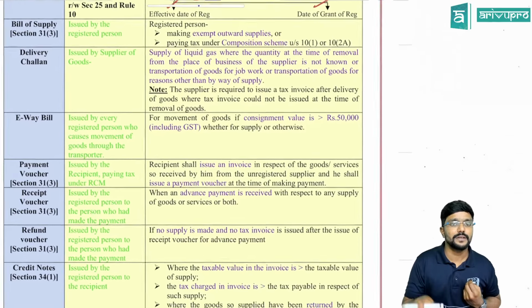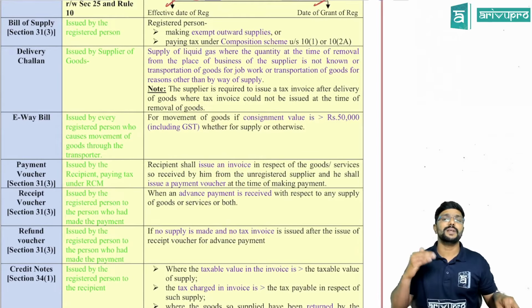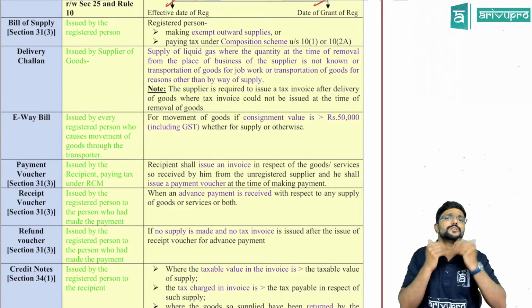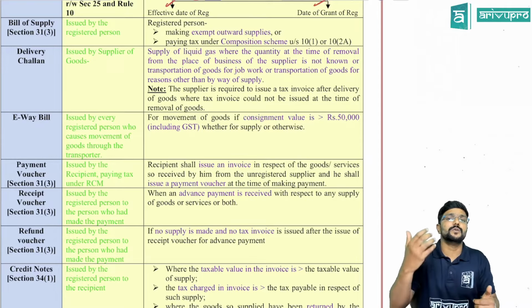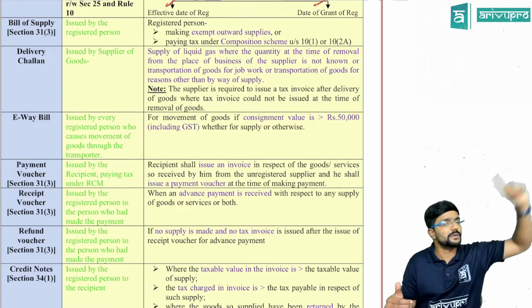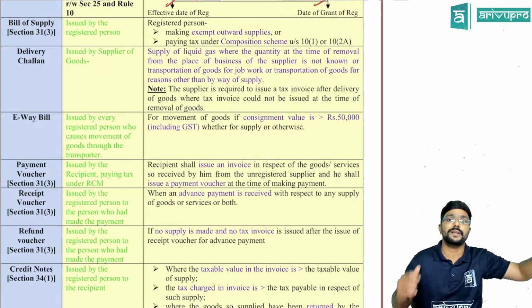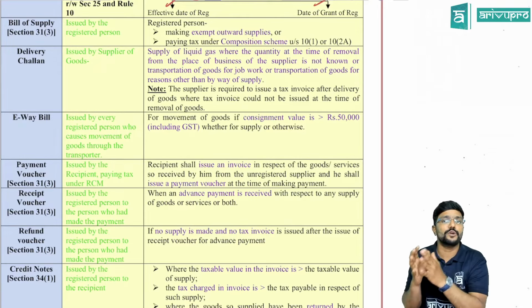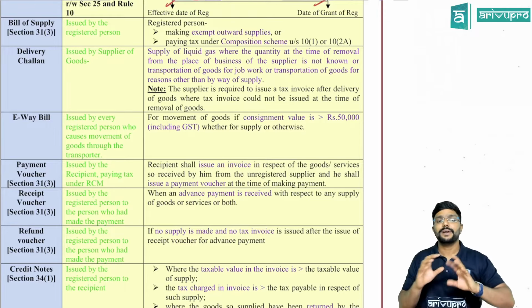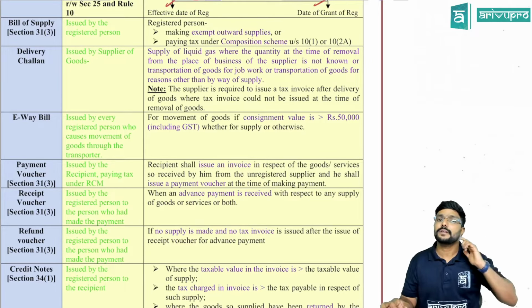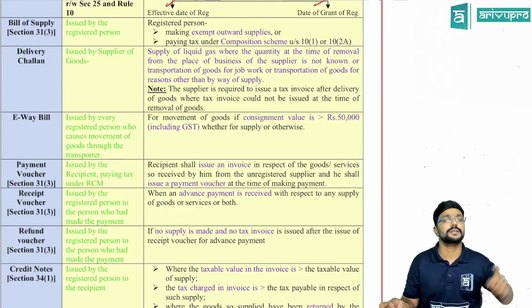Next, delivery challan. Whenever the goods are moving from one place to another place, but there is no supply. That is, if I am sending the goods to a job worker's place to do some job work, or I don't know the quantity when I am removing the goods from my place. I would be knowing the quantity only when it is delivered to the recipient's place. In that case, the goods can move from one place to another only along with a delivery challan. But later, if there is a supply, then the supplier has to issue a tax invoice to the recipient.